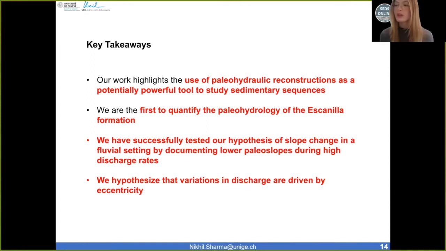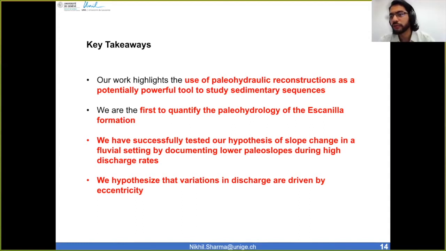Perfect. We have another question here from Gary Hampson from London, and he says, "Hi, Nikhil. Thanks for a really interesting talk. Do you see any variations outside of the channelized sandstones to support interpretive variations in paleohydrology or climate? For example, differences in styles of overbank deposits, paleosol types, etc."